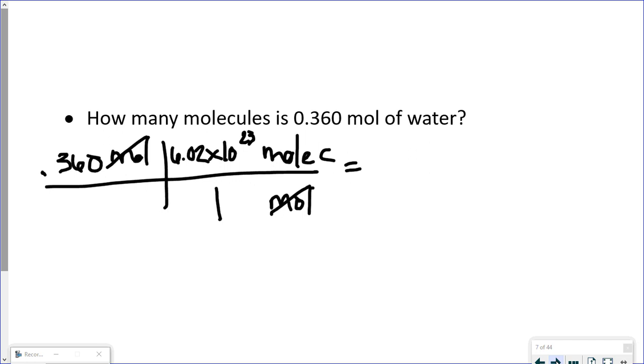And remember, sig fig wise, you can pay attention to however many digits you started with. So since our original number had 3 digits, our answer we can round to 3 digits. So the calculator gives us 2.167. So we'll round that to 2.17 times 10 to the 23rd. And make sure to include your unit of molecules on there. We're going to go through some more examples of these. Feel free to pause and try them on your own if you would like.